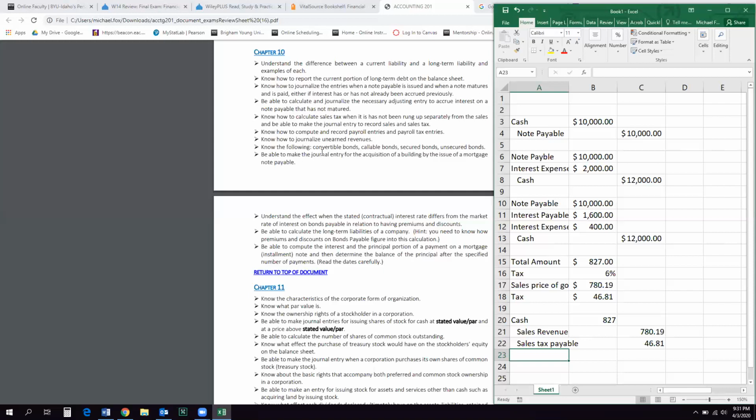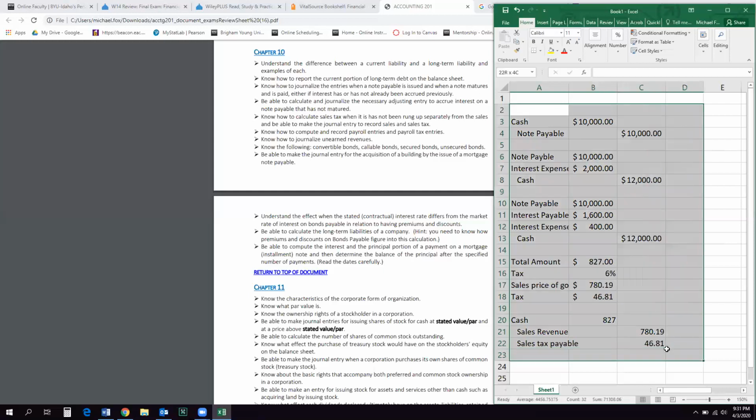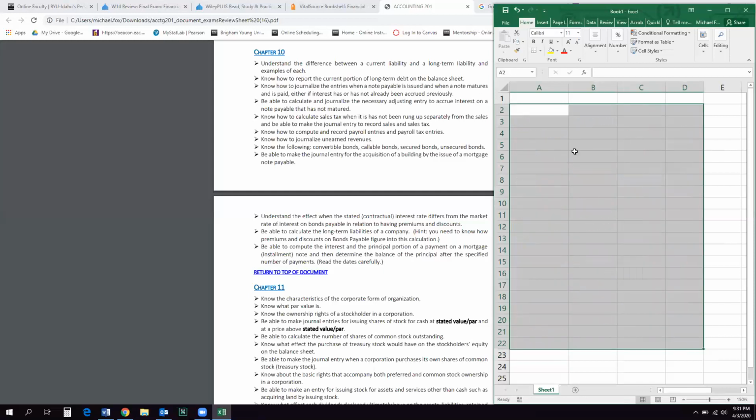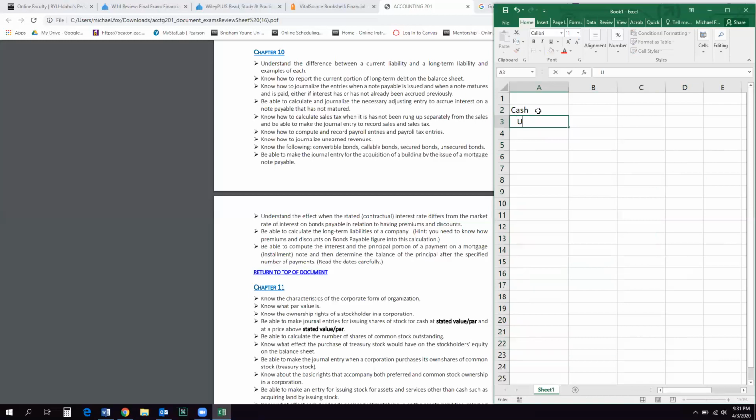Let's see. Know how to journalize unearned revenue. Remember, unearned revenue is when you receive money before you've earned the revenue. So when that happens, you show your cash going up and your unearned revenue account also going up. Unearned revenue is a liability, okay?